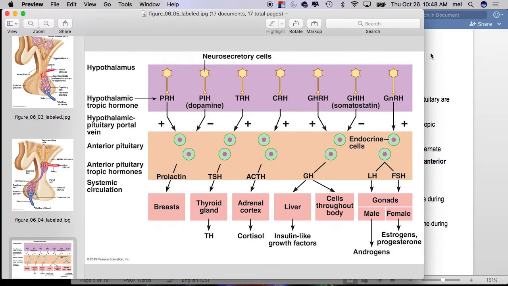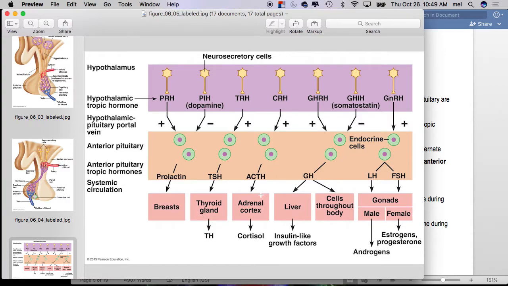Although, just conceptually, just for a second, do you see that if you had a thyroid disorder, for instance, the problem could be occurring here, or here, or here? Yeah? Okay. So now anterior pituitary.